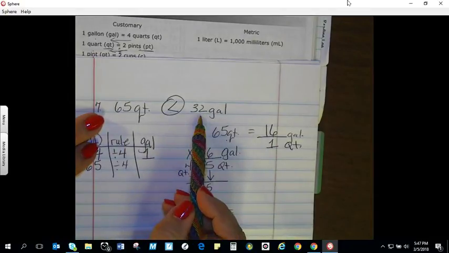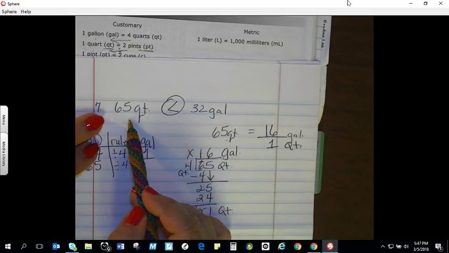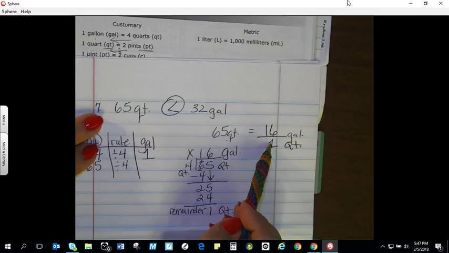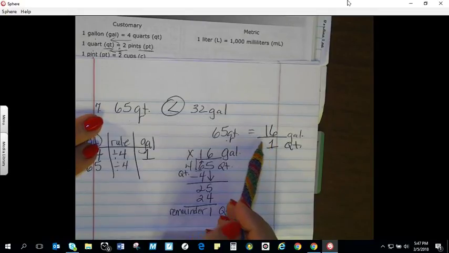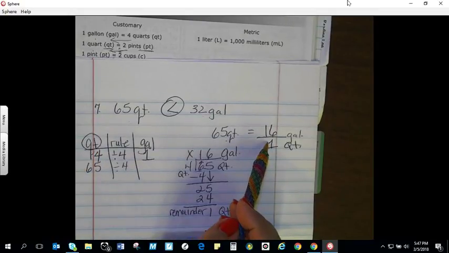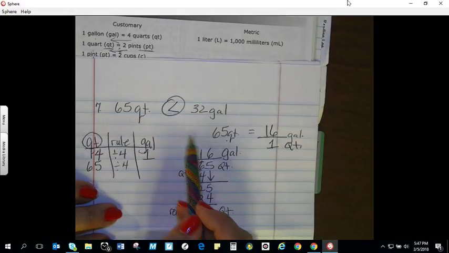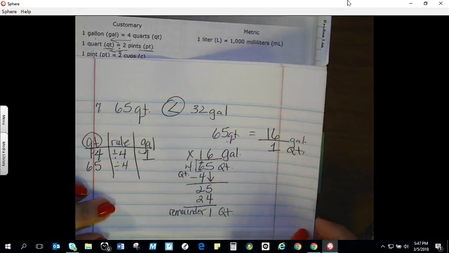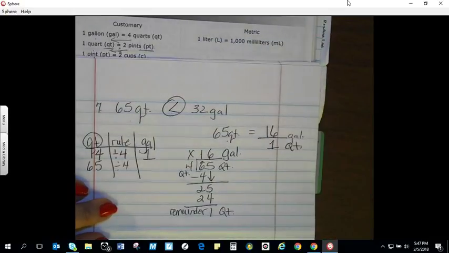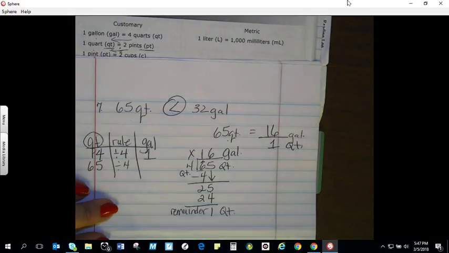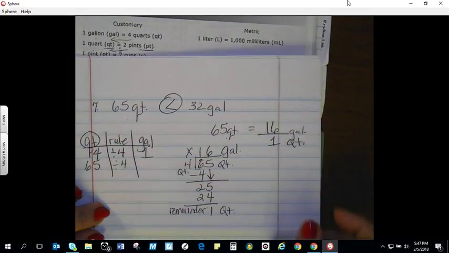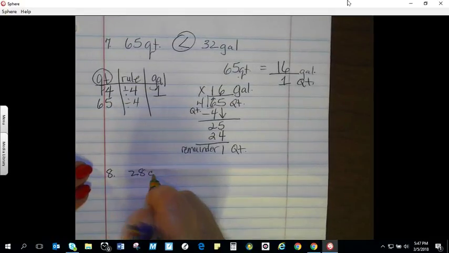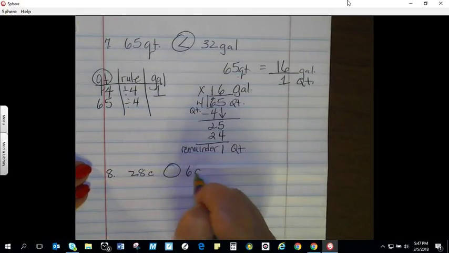32 gallons is a lot more, has more volume or capacity than 65 quarts. Because look how much. It's almost a little less than half. So you can see that. All right, let's go to number 8. Number 8 reads, here's my paper over here, 28 cups and 6 quarts. So I have number 8, 28 cups and 6 quarts.